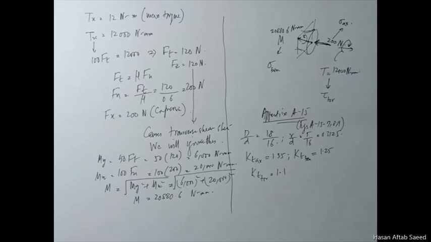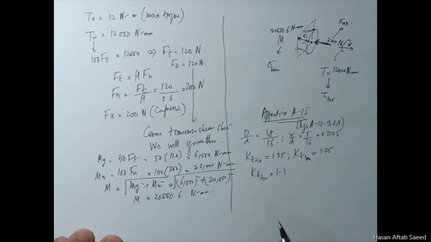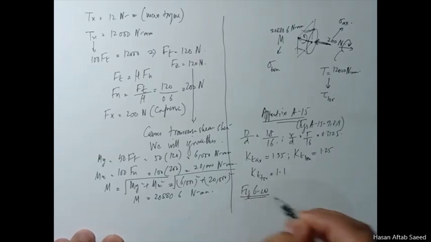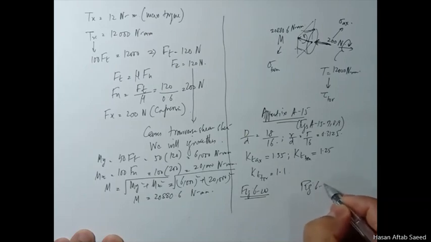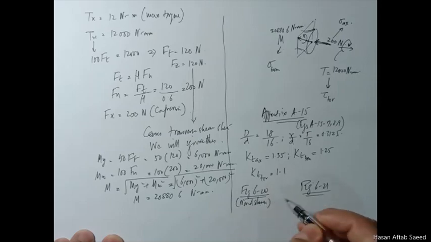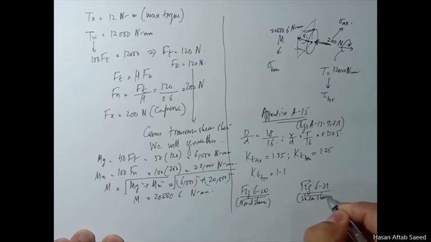Now the next step is to apply the notch sensitivity. Figure 6-20 will come into play, and also figure 6-21. 6-20 deals with normal stresses, so it will deal with the axial and bending. This one deals with shear stresses, so this will give you the notch sensitivity for torsion.